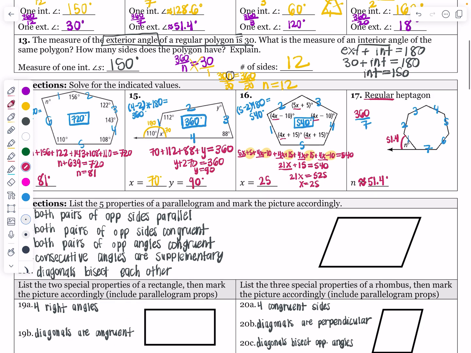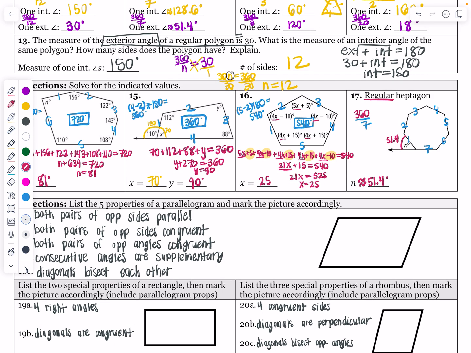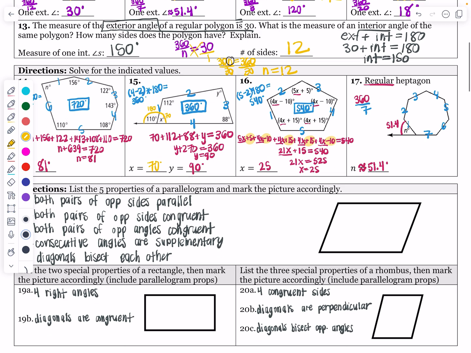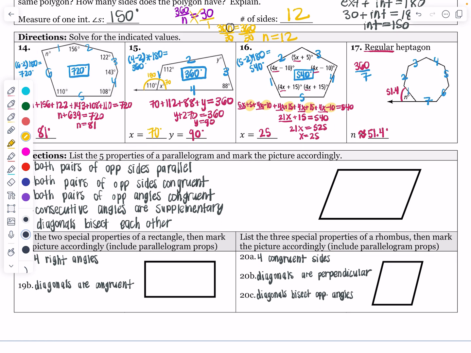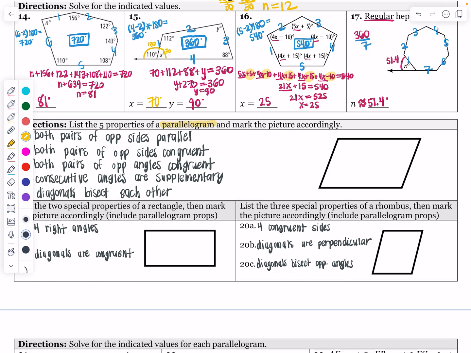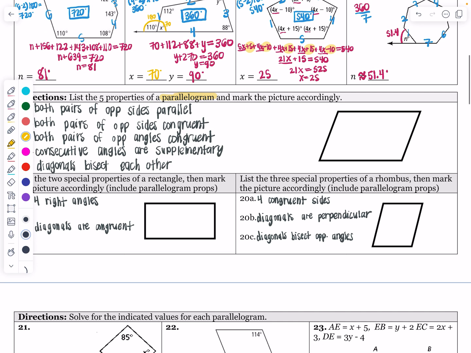All right, this next set says to list the 5 properties of parallelograms. So here's what I'm going to do. I've already written it all out just because it takes a little while and I didn't want to waste video time writing it, but I'm going to mark it in the picture. So list the 5 properties of a parallelogram and mark the picture accordingly.